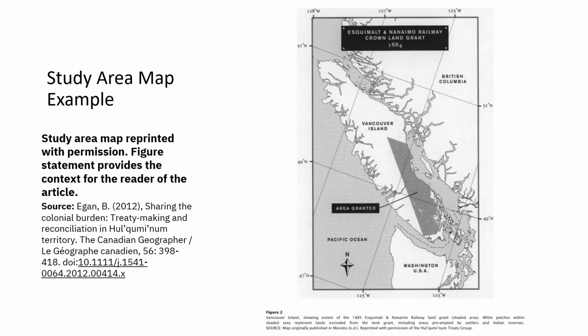Here is another example of a study area map from a journal article. The article's author has reused the study area map from a different source. It was reprinted with permission, and the figure statement provides the citation for the original source.